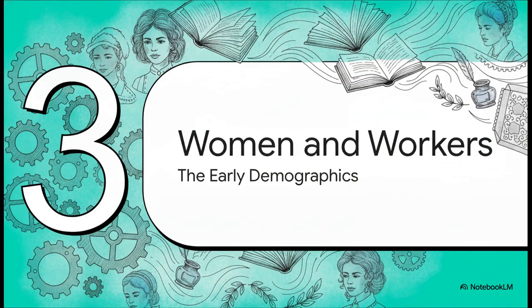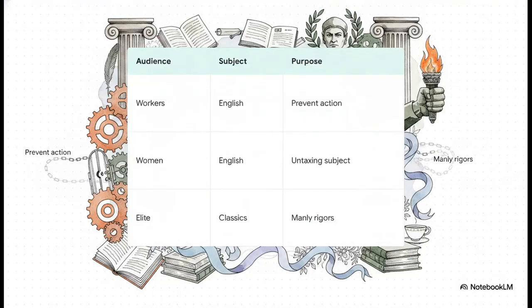Part 3. For women and workers, the early demographics. Now, what's really interesting about this slide is that English as an academic subject didn't actually start in elite universities. It was first institutionalized in mechanics institutes and working men's colleges. It was literally the poor man's classics. It was designed to give the working class pride in their national language, promote sympathy across classes, and, crucially, curb any disruptive tendencies toward collective political action.